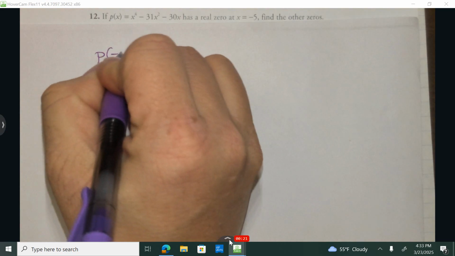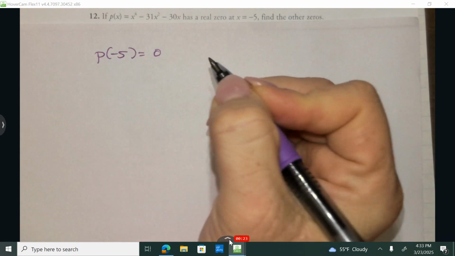Let's look at number 12. If the function p of x is equal to x to the fourth minus 31x squared minus 30x and has a real zero at x equals negative 5, so x equals negative 5 is a solution to that function. What does that mean? It means when I substitute a negative 5, I know p of x will equal 0. So p of negative 5 will result in an output of 0.